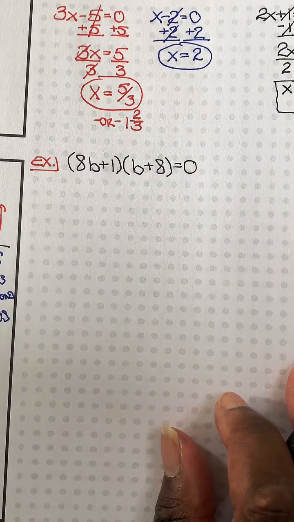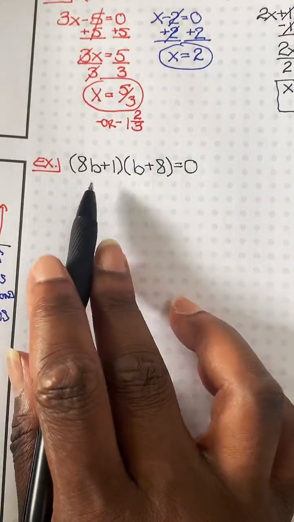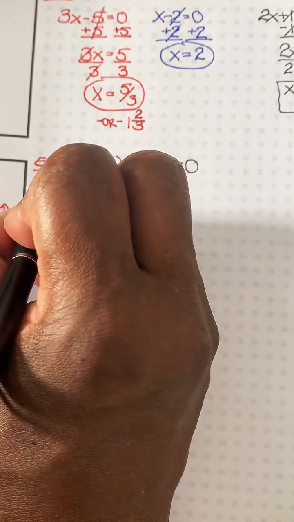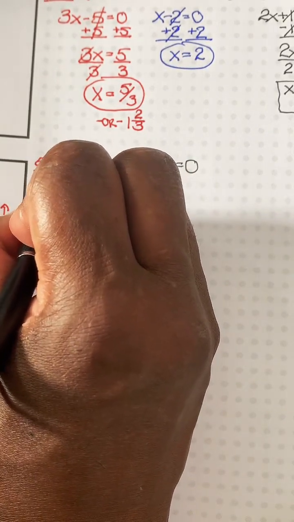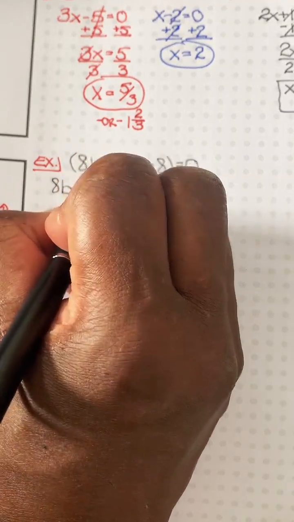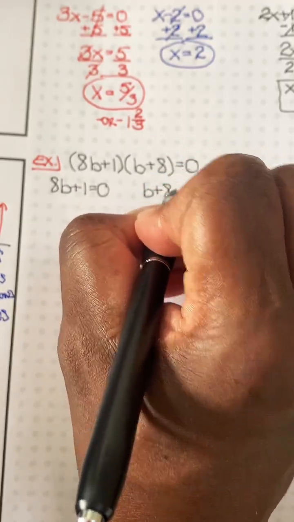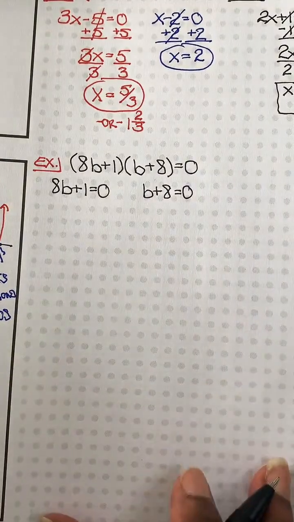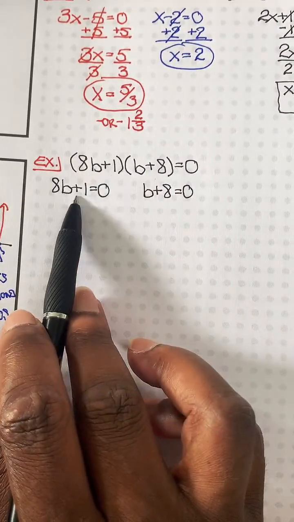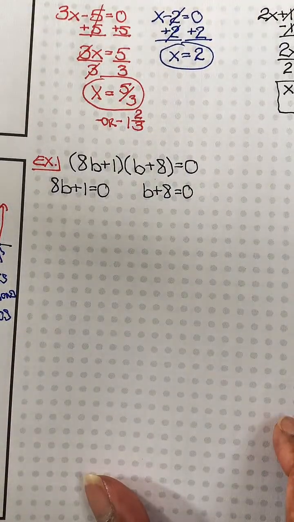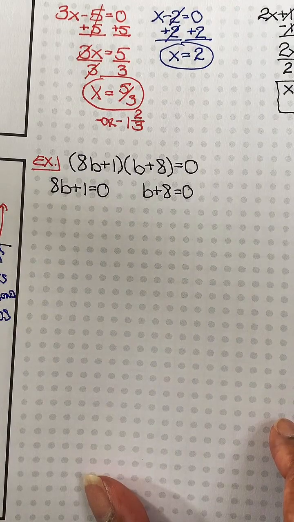Nope, you don't have to multiply anything. All you have to do is set each of these parentheses equal to 0. So all we're trying to do is find what values of b will make each of the parentheses equal to 0. So just set them each to equal 0. You take it from there. Okay. Thank you, Leanne.